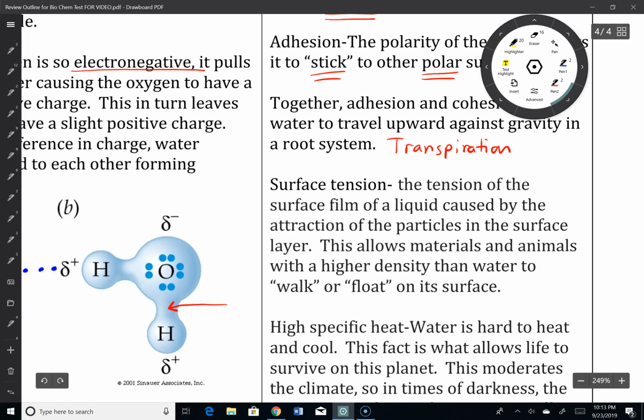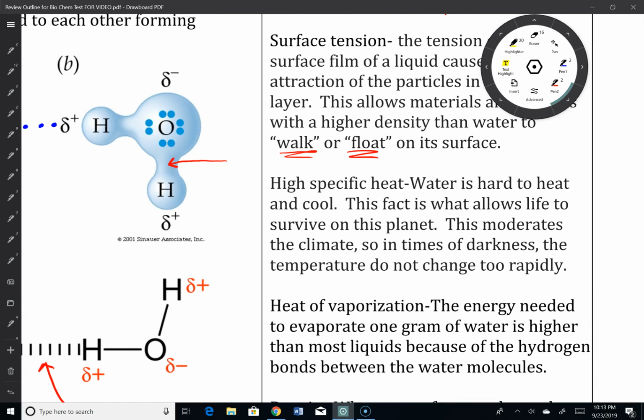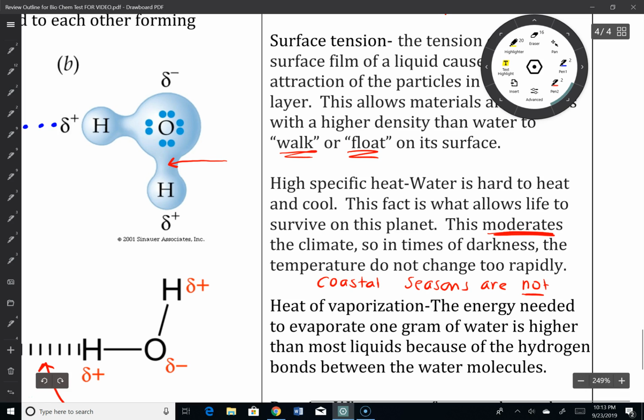Surface tension is this film that forms on liquid water. Once again, hydrogen bonds. That allows animals like the water strider to either walk or float on its surface. So in nature, that's pretty important. Water has an extremely high specific heat, so if you live in a coastal climate, like for example Los Angeles or here on Long Island, you're going to have a moderate temperature, which means that the seasons are not extreme. Now, yes, we have winter and we have summer, but they're not extreme.